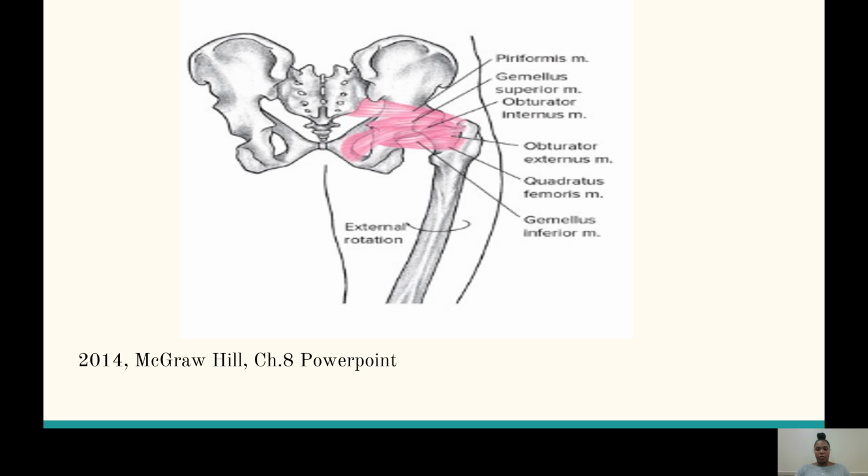Right here is a picture of all the 6 short external rotator group muscles. As you can see right here, here is the piriformis muscle right here on the top. And so the gemellus superior muscle is going to be located below it. As you see, it's superior to the gemellus inferior, which is located at the very bottom. The obturator internus muscle will be located in the middle along with the externus and the quadratus femoris. And they work close together to help with the external rotation of the hip joint.